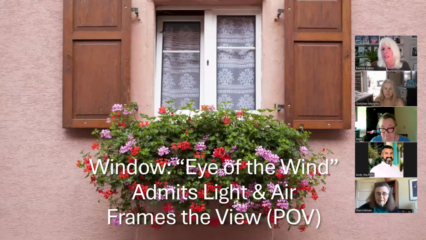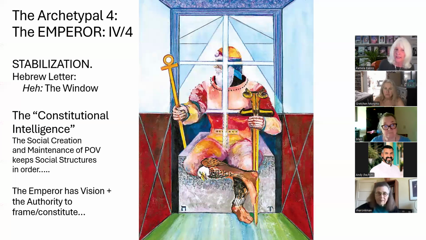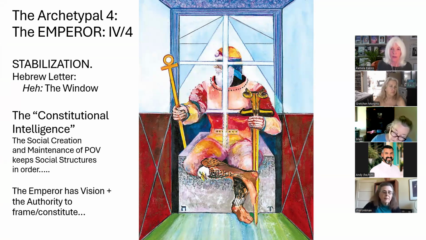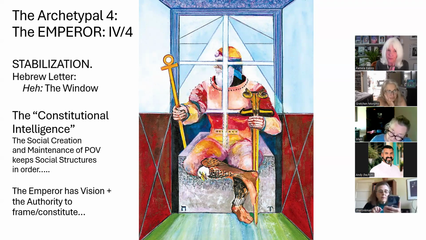And here we come to the emperor. Well, the Hebrew letter for the emperor is He, the window. This is the window. How is the view going to be presented? What is the point of view that the emperor represents? And that point of view is essential for the emperor to have. That's how the emperor stays in power.